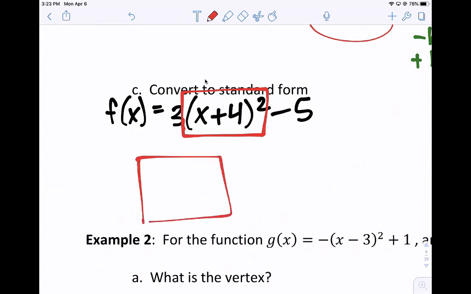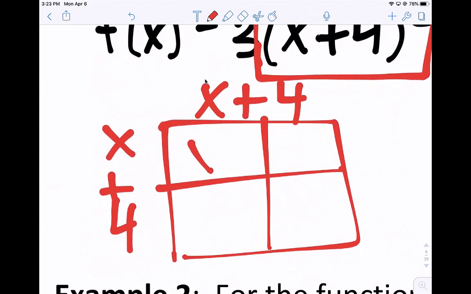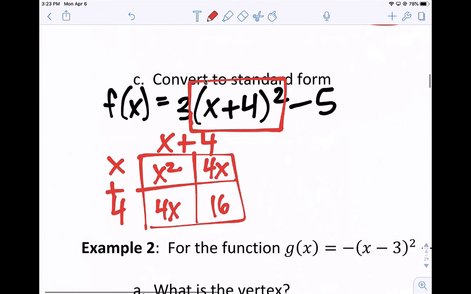I like to use the rectangle. So first step, we're going to multiply out x plus 4 times x plus 4. This is when you have the outside of the box and you want the inside. So the first box is x times x, which is x squared. The second box would be 4 times x, which is 4x. We have another 4x, and our last one is 4 times 4, which is 16.